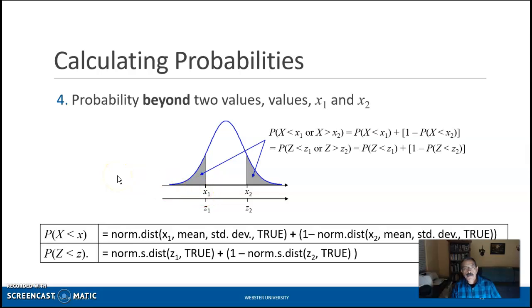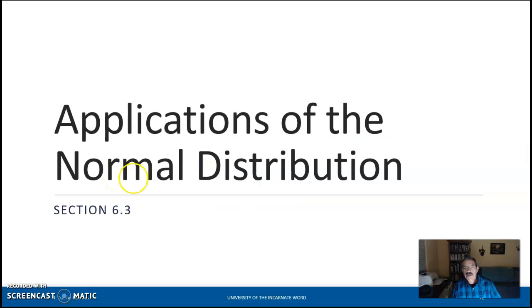All right, I'm going to stop here. In the next section, we're going to apply the normal distribution to solve some specific problems.